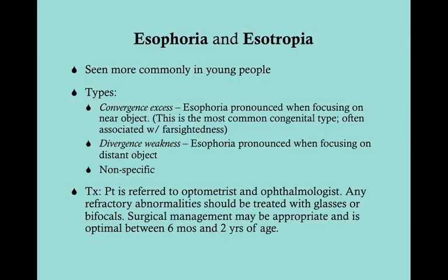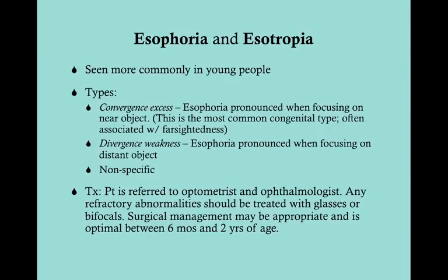Esophoria and esotropias are seen more commonly in young people. There are two types. You can have a convergence excess or a divergence weakness. So think about it. When your eyes look at a near object, the eyes converge. If you have an excess of convergence in one eye, that's going to cause esophoria when you're focusing on a near object.